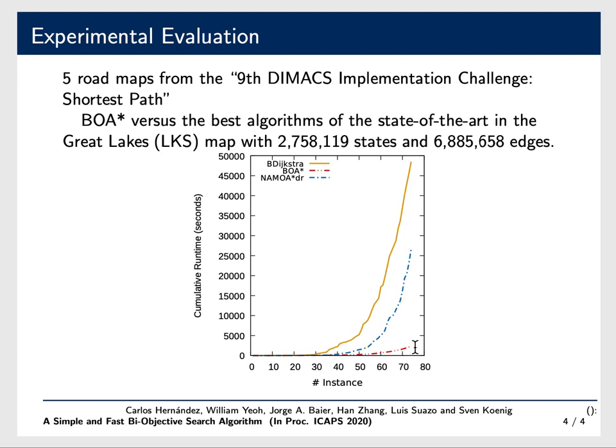So to summarize, I presented to you BOA, an A star based algorithm for bi-objective search, which improves over the state of the art quite significantly by making domination checks very efficient, actually in constant time compared to linear time required by other algorithms. Thank you very much for watching the video.